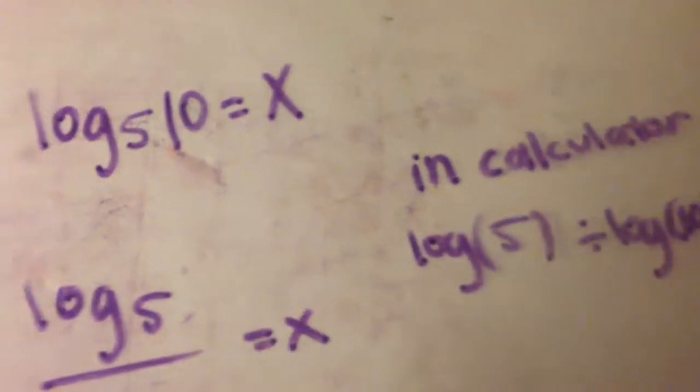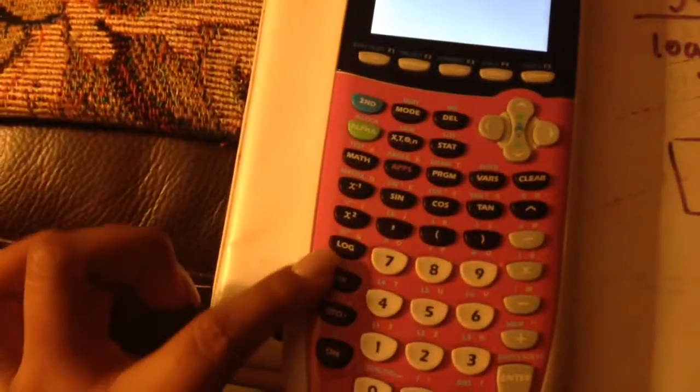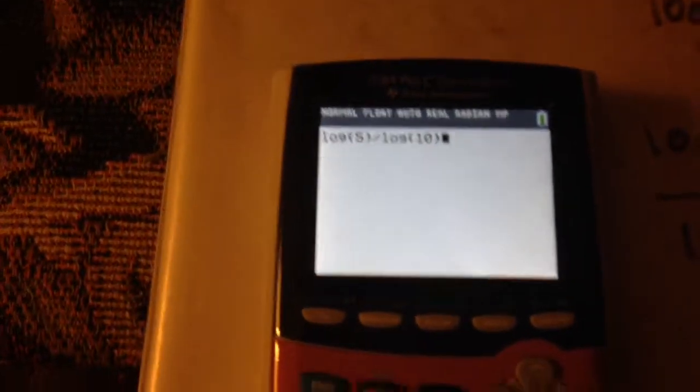So I'll show you my graphing calculator. Right here, the log button is right here. Log, right there, parentheses pops up, and then 5. And then close your parentheses. And then divided by log, you have to press it again because it's log, and then 10, and then close your parentheses, and then you press enter, and that's your answer.